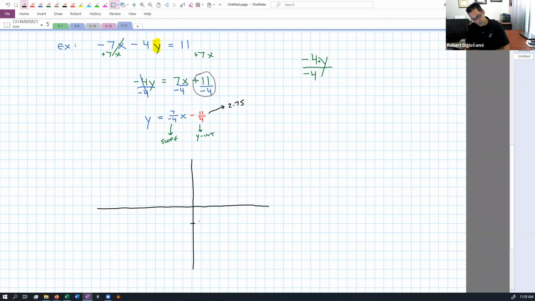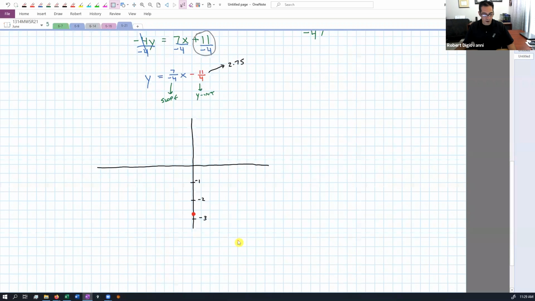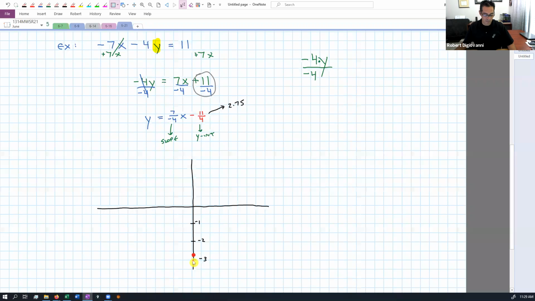So that means I need to move down 2.75. I'm going to exaggerate here. If this is negative 1, negative 2, say this is negative 3, I'm going to move down negative 2.75, which is about here. We're just going to kind of eyeball this. It doesn't have to be perfect. And now from here, where do I go from this point?